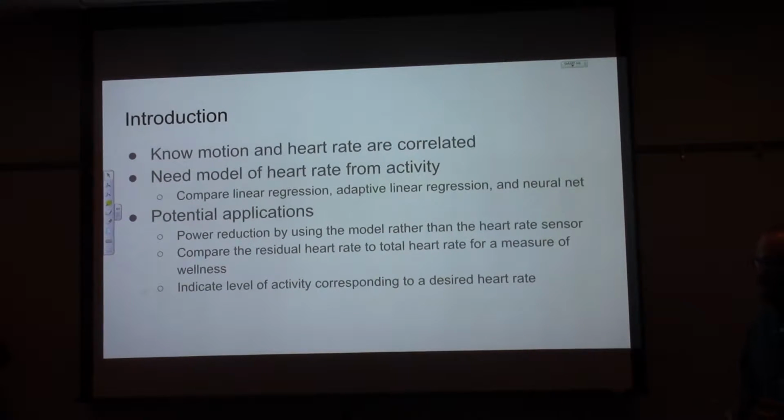Additionally, you might be able to compare this heart rate estimate with the ground truth measurement and look at the difference, and that might give you some indication of wellness, where if they start to diverge, something might be physiologically wrong. And finally, you can also indicate to a user a certain level of activity to reach a desired heart rate if they're interested in very specific training.